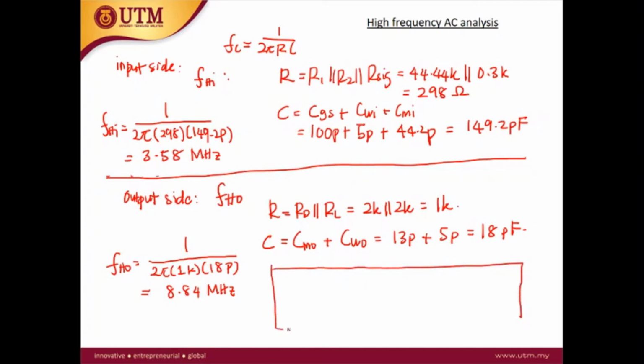At the end of this analysis, you need to choose the dominant cutoff frequency. For the dominant FH, it is the lowest value between these two frequencies. So the FH is equal to 3.58 megahertz.